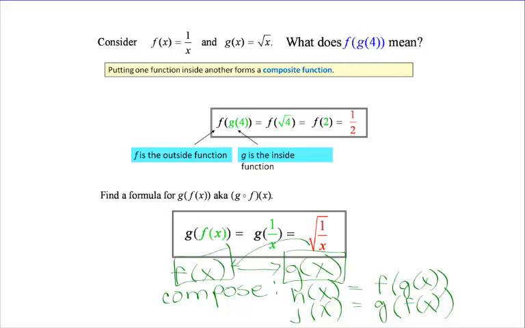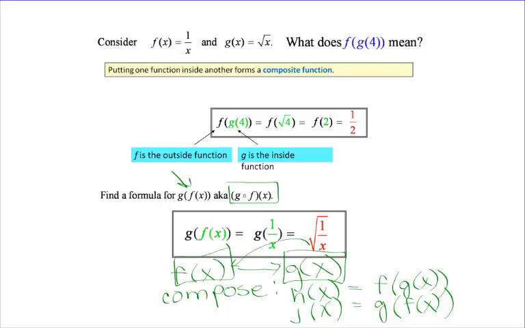So I'm not going to go through this specific example, but if f of x were 1 over x and g of x were the square root of x, you can follow through the two different types of composing functions in either direction. There are two notations.